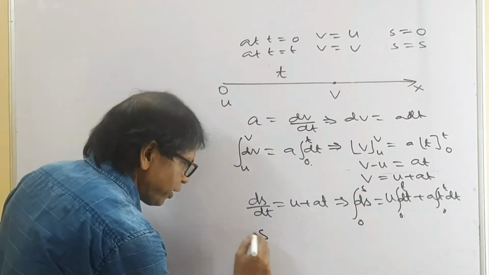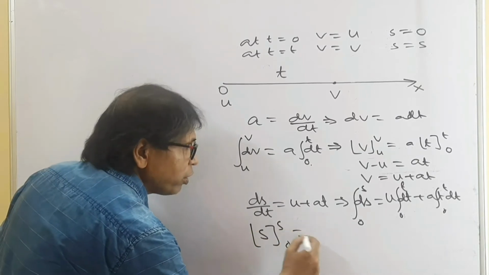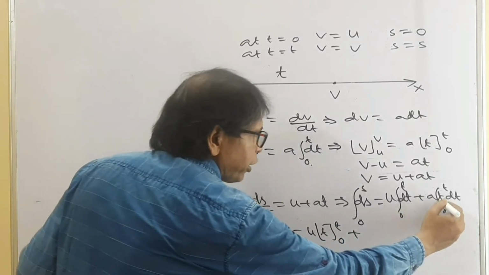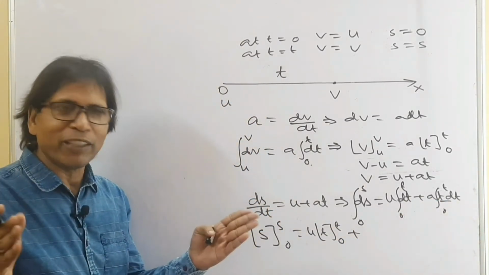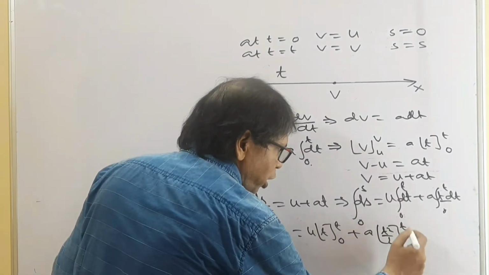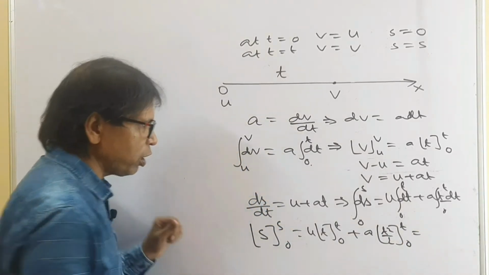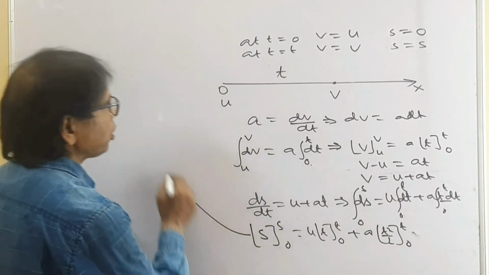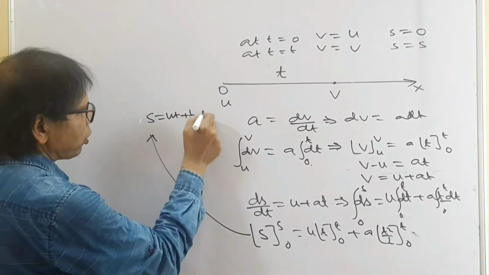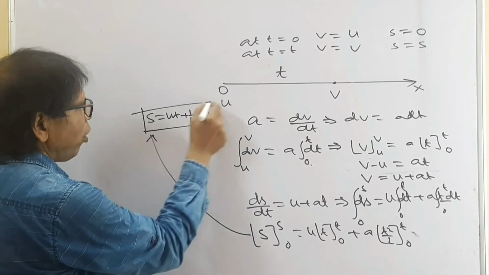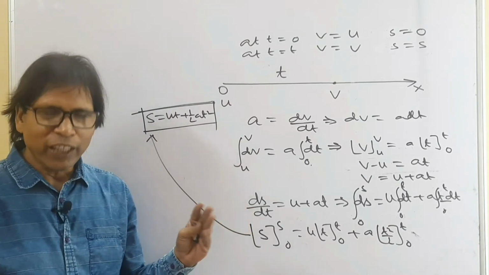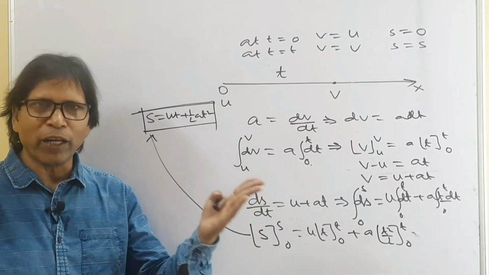Now look at this. This is s, limit 0 to s. This is ut, limit 0 to t. Now this is the integration of t dt, which is t square by 2. So a into t square by 2, limit 0 to t. Now from this condition we can write s equals ut plus half at square, which is the equation of displacement. Okay.